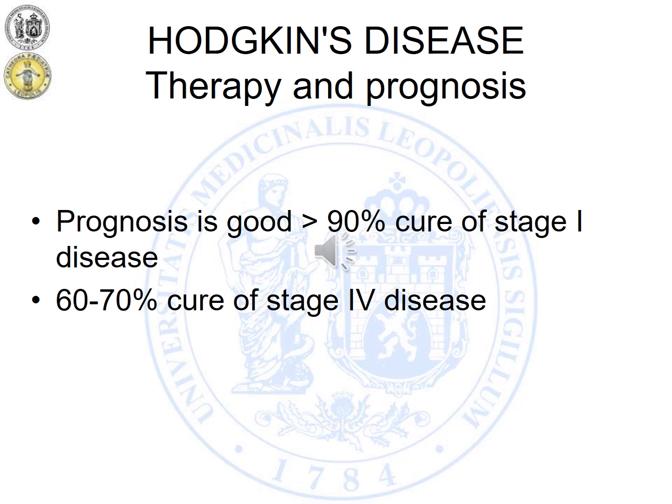Overall prognosis of the disease is excellent and varies from greater than 90% cure at stage 1 disease to approximately 60 to 70% cure at stage 4.